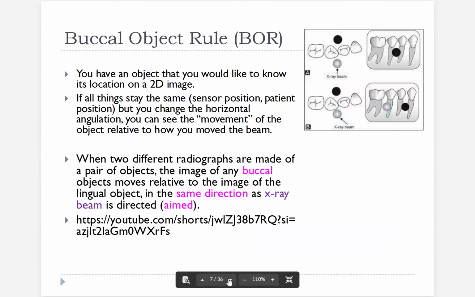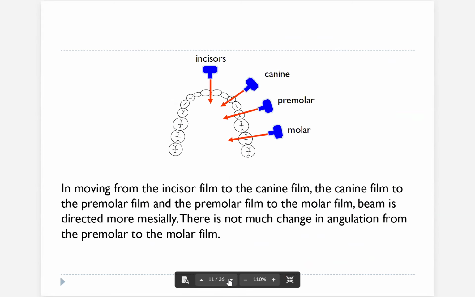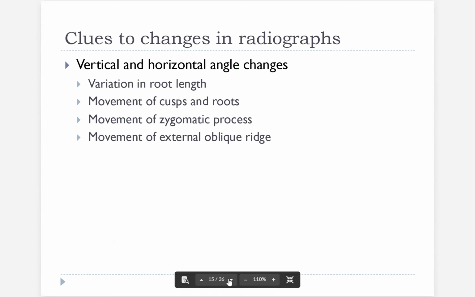And then I'm going to fast forward till we get to, we talked about some buccal landmarks, basically. So vertical and horizontal angle changes, we can see variation in the root length, and we know that from our principle of elongation and foreshortening. We see that we can elongate a root and we can shorten a root, and that's vertical angle changes.